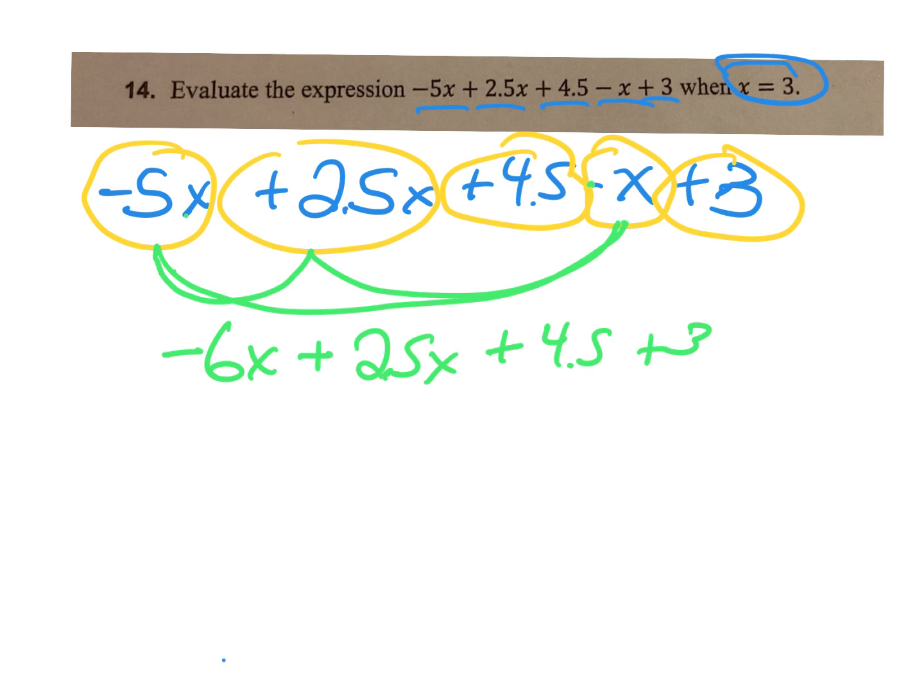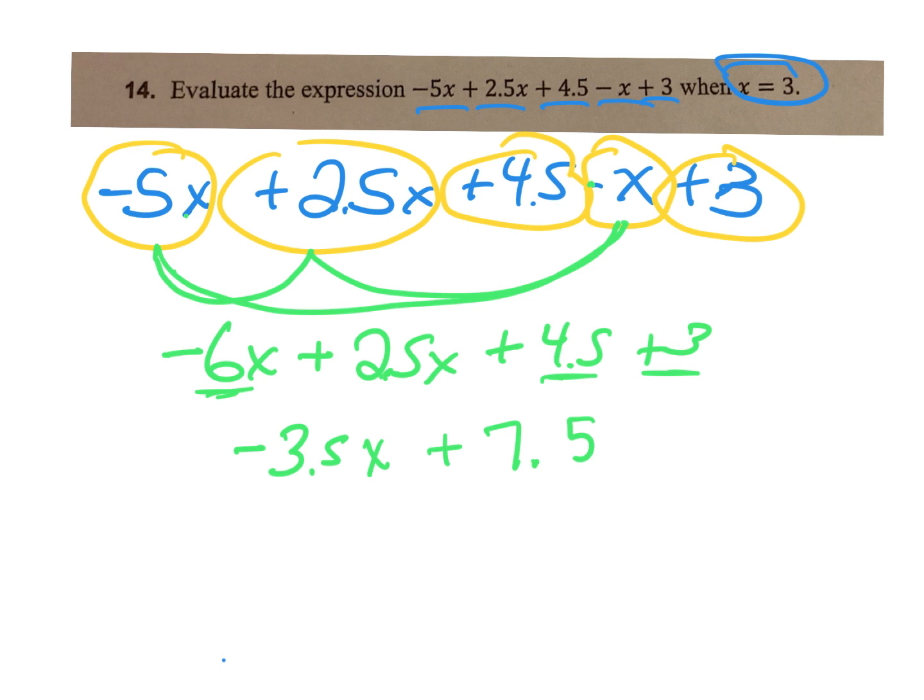Now, negative 6x plus 2.5x. The negative has a bigger absolute value. So I take 6 minus 2.5. That gets me 3.5, and it's negative because that's the bigger absolute value. Negative 3.5x plus, I'm going to put these two constants together. 4.5 plus 3 is 7.5. Okay, so now I've just simplified the expression.